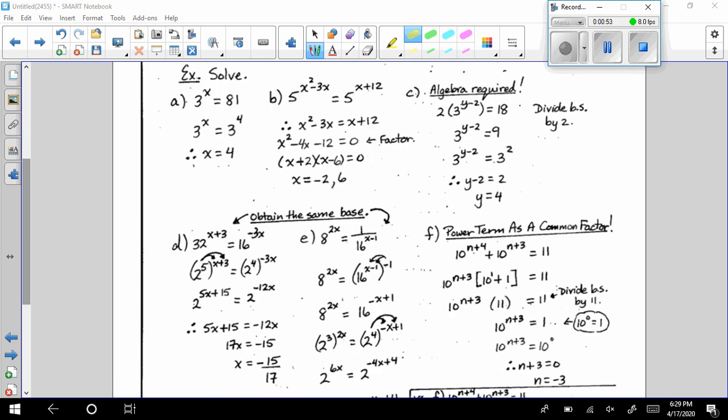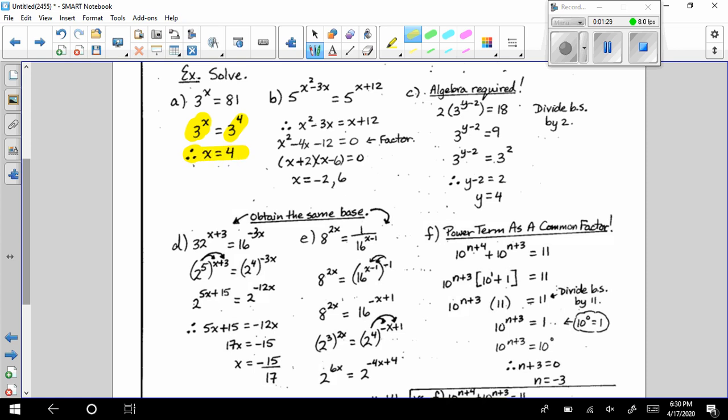In the first example, I have a power term on the left, 3 to the power of x, and I have the number 81 on the right-hand side. Remember, our goal is to get one single power term with the same base on each side of the equal sign. And the number 81 conveniently can be changed to 3 to the power of 4. And now that I have the same base number and a single power term on each side of the equal sign, I know that the exponents are equal to one another. So I write, therefore, x equals 4.